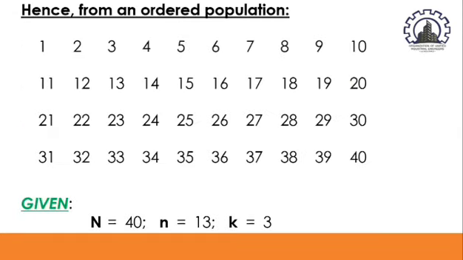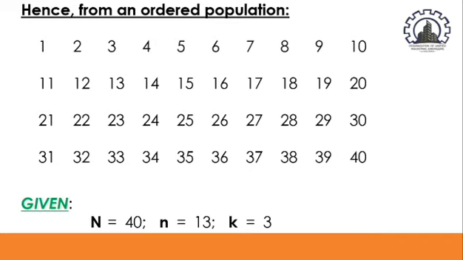Now, by simply plugging in the values to our formula, the amount of our sampling interval would be 3. Hence, from an ordered population, as you can see, you have there 40 students, which are ordered 1 to 10, 11 to 20, 21 to 30, 31 to 40. So we have 40 students as our population. And remember, we only need to select 13 students out of 40. And based on our calculation, our K or sampling interval is 3.